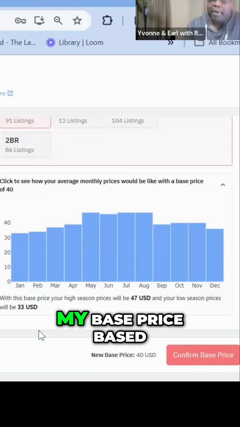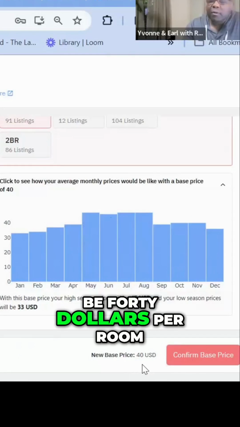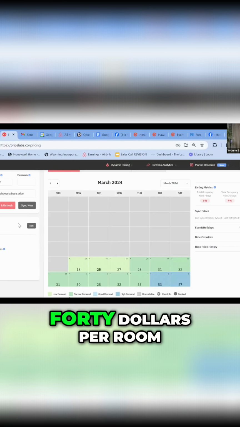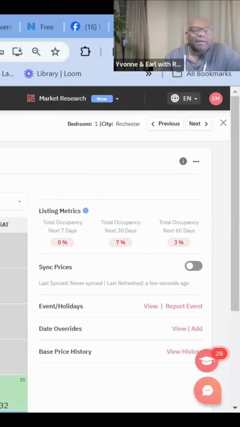So the average of all of these months is where we get our base price. It's telling me that my base price based on the average should be $40 per room. So I'm going to hit confirm. All right. So $40 per room. But it's now asking me for a minimum value.